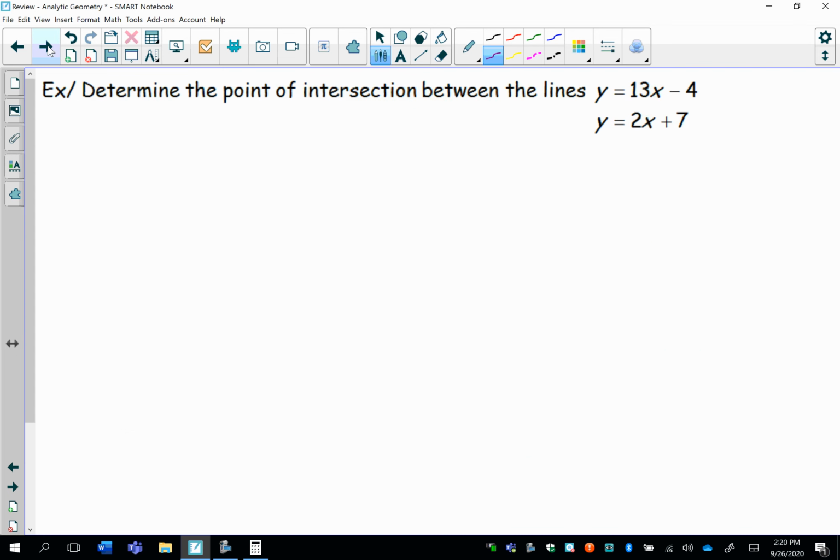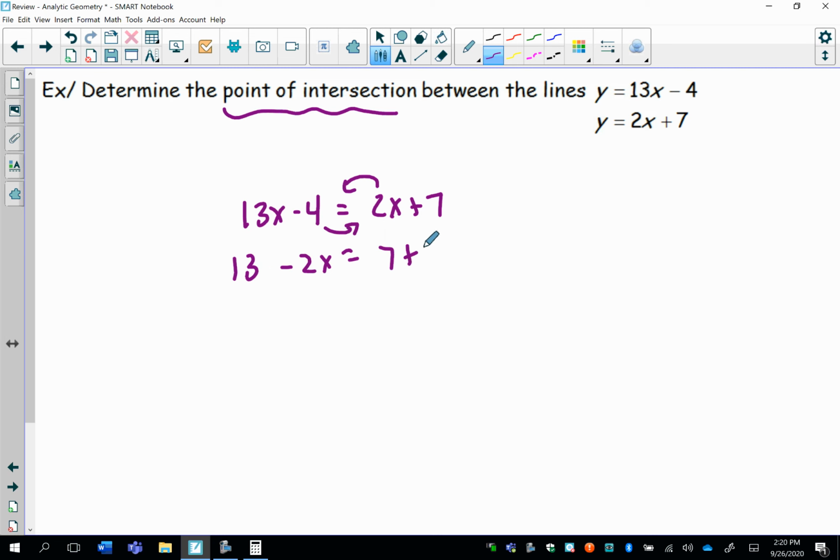Okay, last one. Determine the point of intersection. Ooh, it's one of our last topics. I don't want to graph these. We know they're not going to be nice to graph because that's 13. It's our big slope. So we learned a trick about figuring out how they are equal to each other by making them equal to each other. That's what a point of intersection means, where they're the same. Let's solve this. 2 comes this way, 4 goes that way. We got 11x equals 11. x is 1.